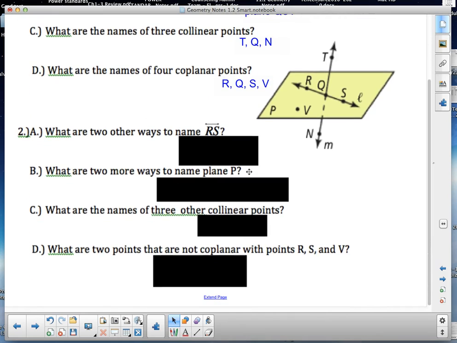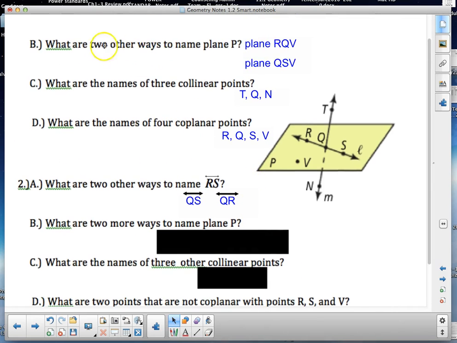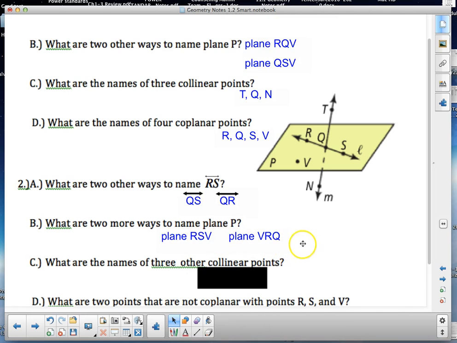Okay. Now, in this next section, what are 2 other ways to name line RS? We could say line SR, line SQ, line QR, line QS, line RQ, or line L for that matter. I just wanted 2 more. What are 2 more ways to name plane P? Now remember, look at how we've done it. We have RQV, QSV. What are 2 more? Plane RSV and plane VRQ.